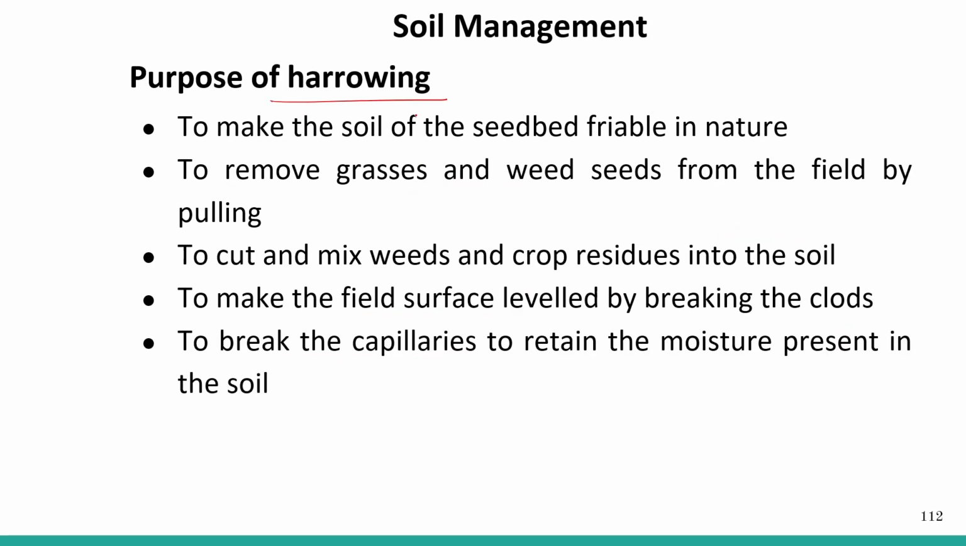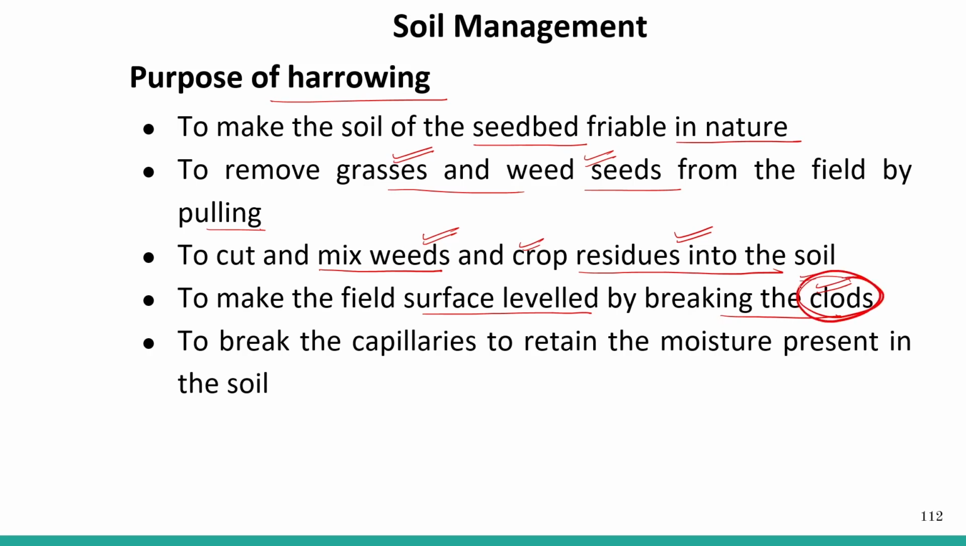Purpose of harrowing: to make the soil of the seedbed friable in nature, to remove grasses and weeds from the field by pulling. So this also removes weeds and grasses that compete with the flowering plants. To cut and mix weeds and the crop residue into the soil. So it cuts and mixes the weeds or the crop residue that are present inside the soil, and makes the field surface leveled by breaking the clods. So some of the clods of the soil are present, so that also breaks up and makes the surface leveled.